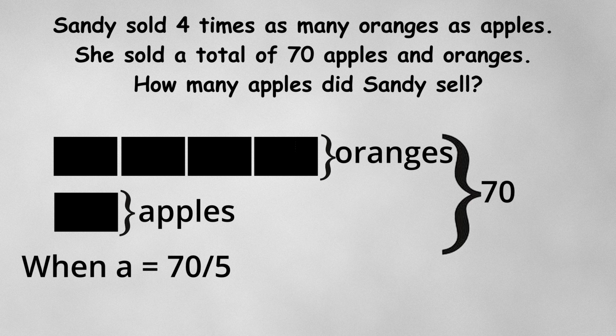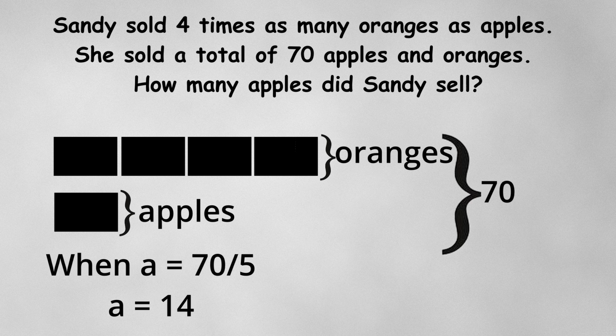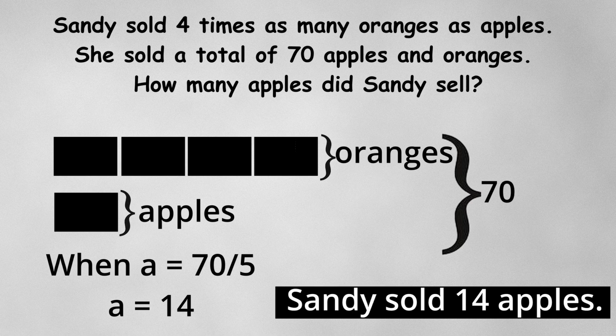And when we solve that, it is 14. 70 divided by 5. So Sandy sold 14 apples. And that's the correct answer.